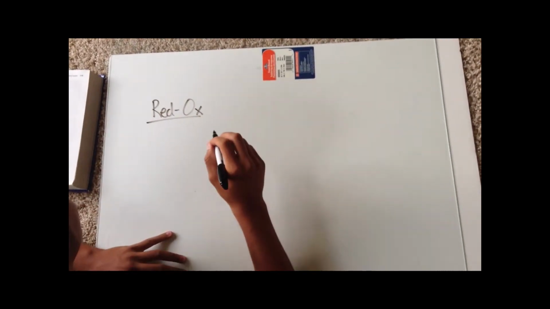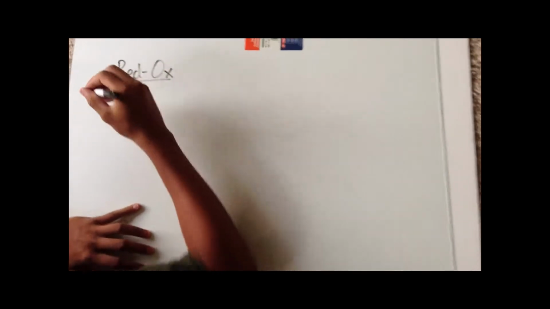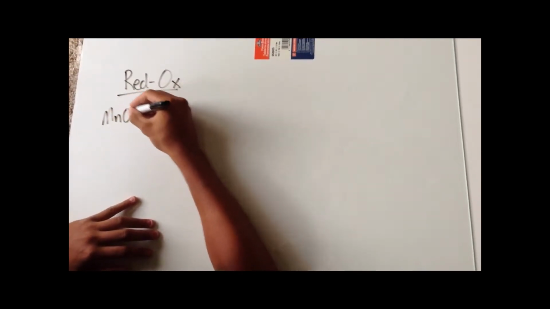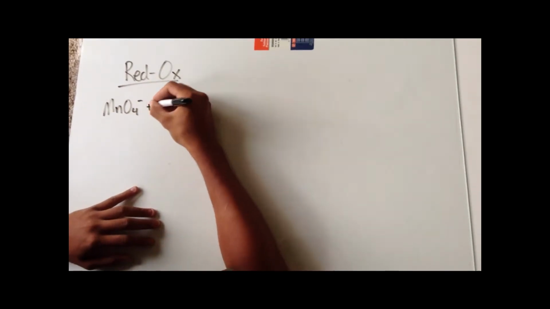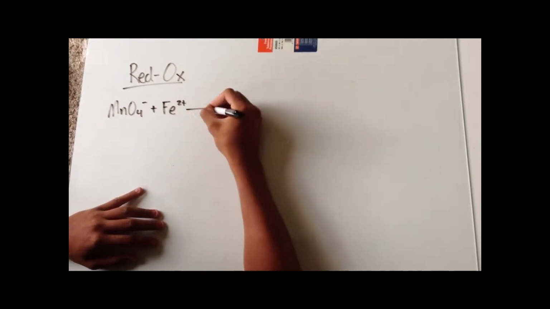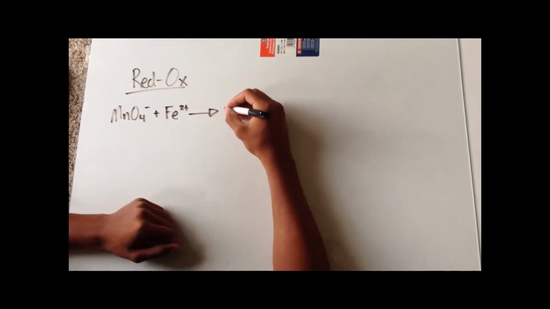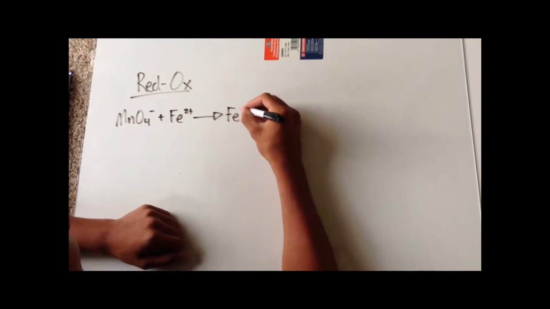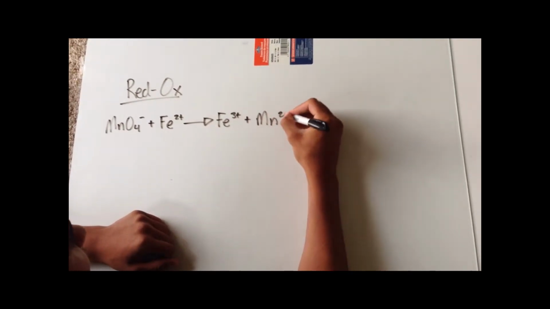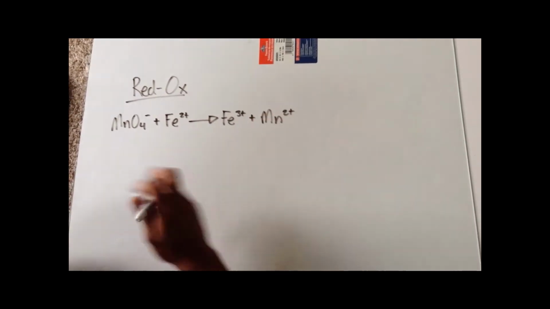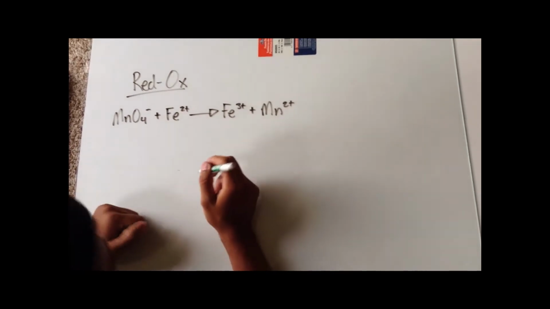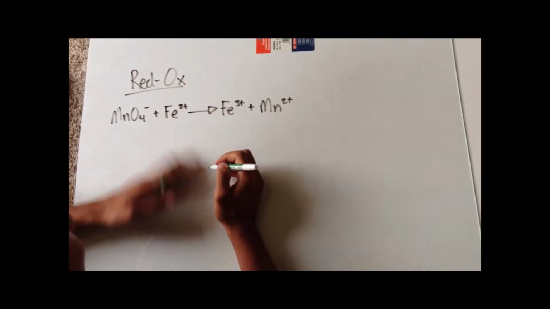I'm here to help. So, let's say they give you an equation and it's MnO4 negative plus Fe2 plus yields Fe3 plus and Mn2 plus. Now, a lot of people get confused when classifying them as reduction or oxidation.